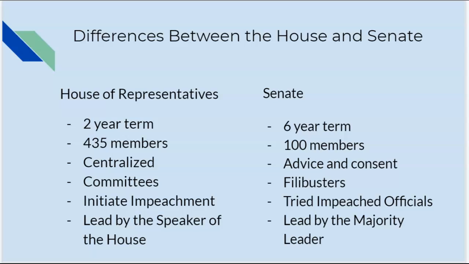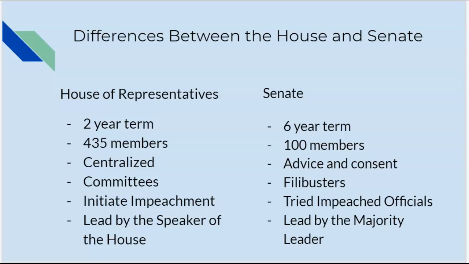So if you remember, impeachment is when a person in the federal government is charged with unlawful actions or misconduct. The House of Representatives actually initiates the impeachment. They have to vote to decide whether or not to impeach a person. So when we're thinking about presidents, they're kind of the big one.